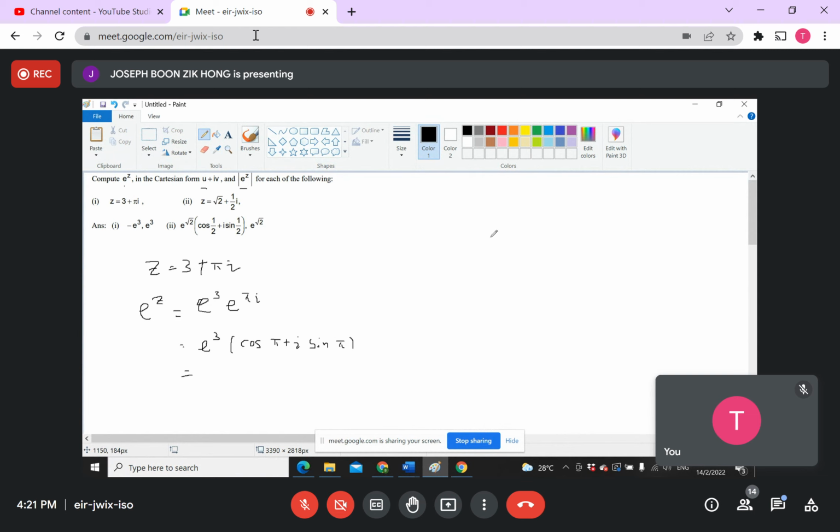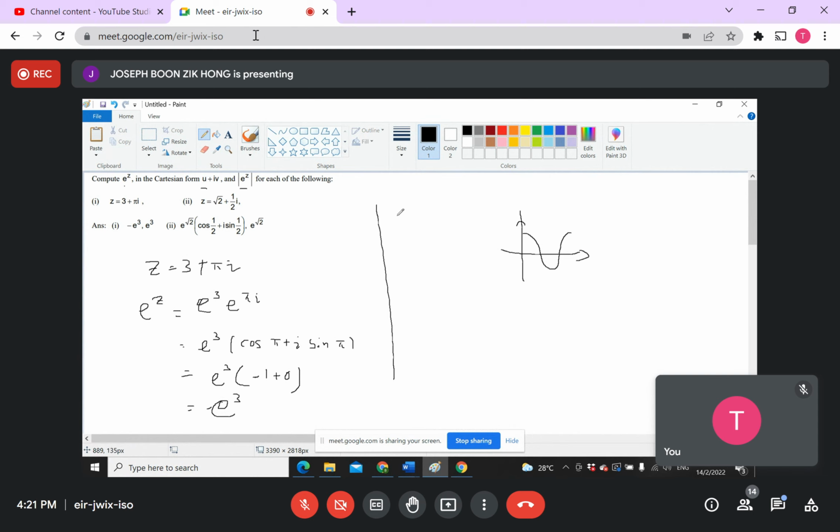Cos π will give you negative 1, cos is something like this. So that means you will have e^3 times negative 1. Sin π will give you 0, so plus 0. So that means your answer will be negative e^3.